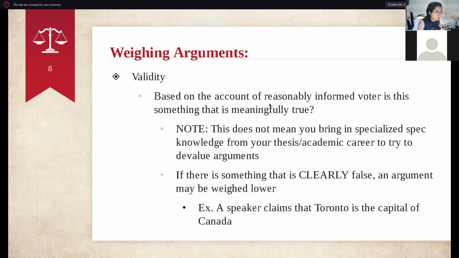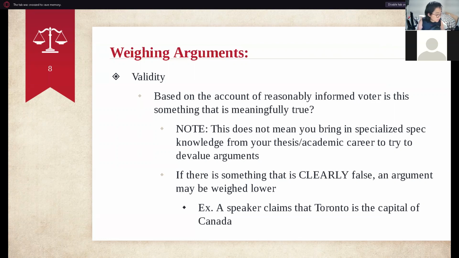So let's talk about validity. What does it mean? In last week's seminar, I talked about how arguments are constructed on two main axes: how true it is versus how important it is. Validity is just about weighing how true an argument is, how well a team has mechanized or proven their impacts to follow from their premises.